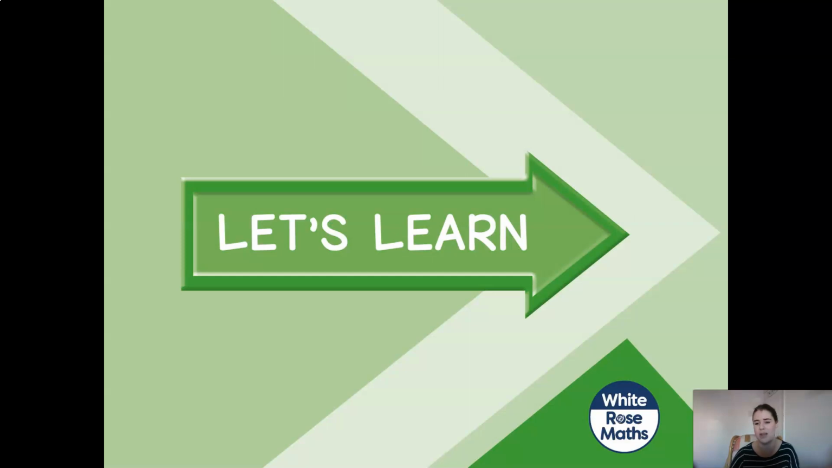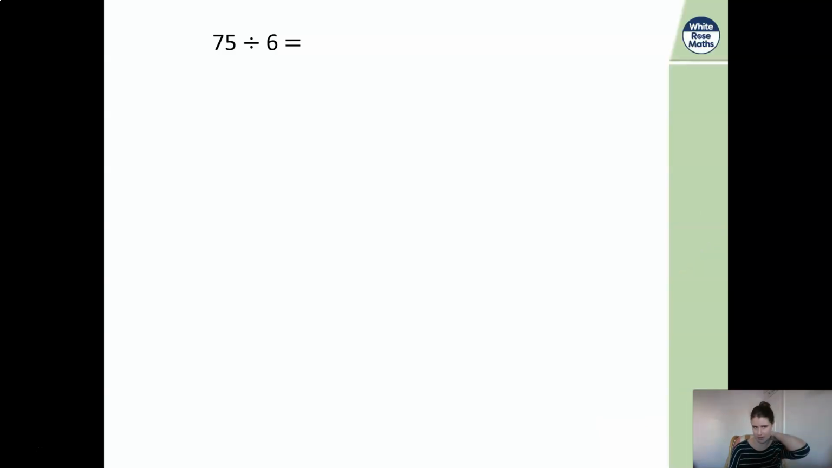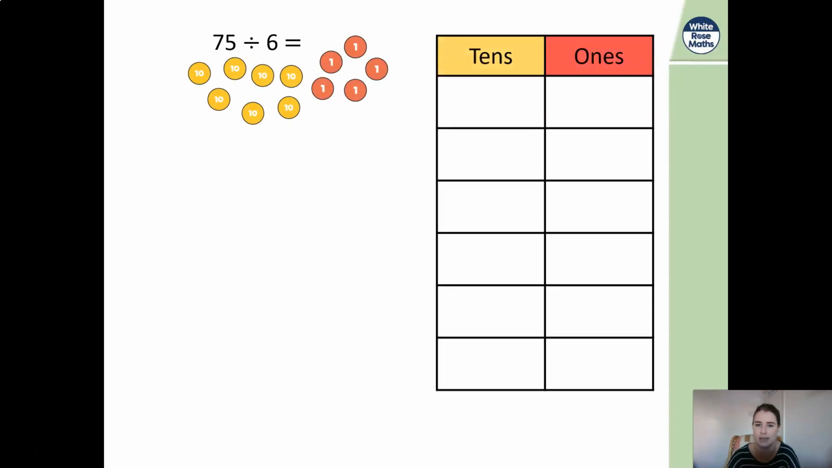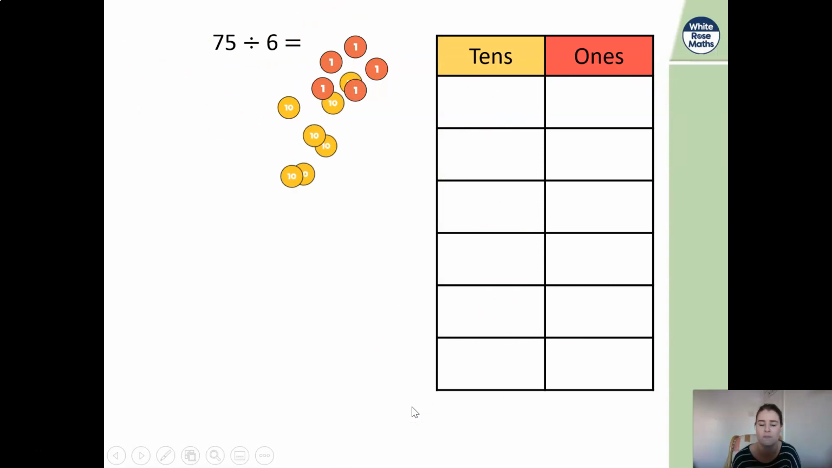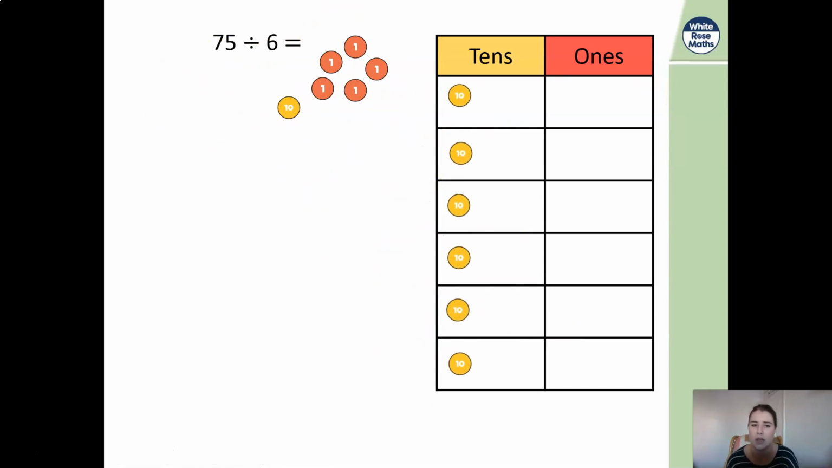We're going to explore that a little bit more today. Let's start off with this number here, 75 divided by 6. I'm going to use my place value counters to help me with this today. We're going to have to do some exchanging, like we did all of last week. I have my 7 tens and I need to split them into my 6 rows, so I can exchange these 6 tens over.